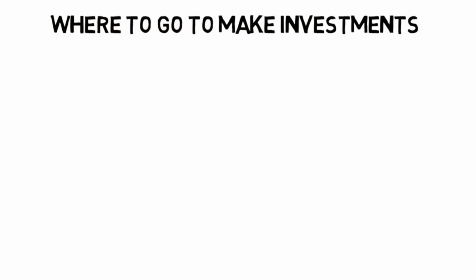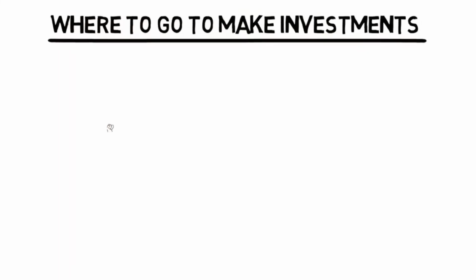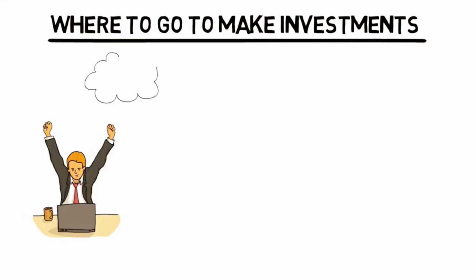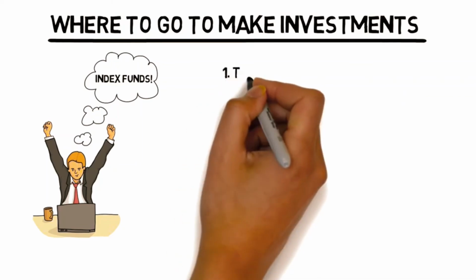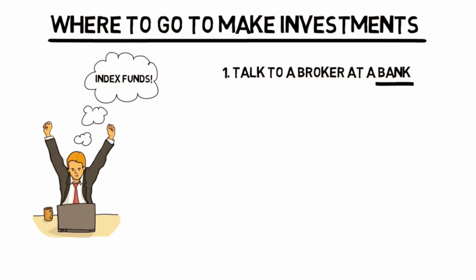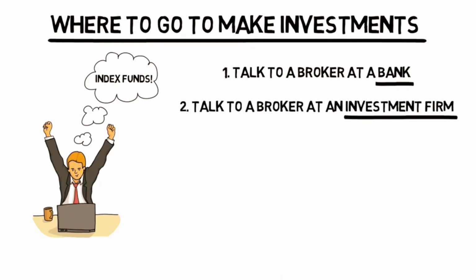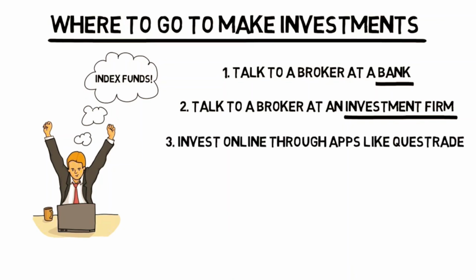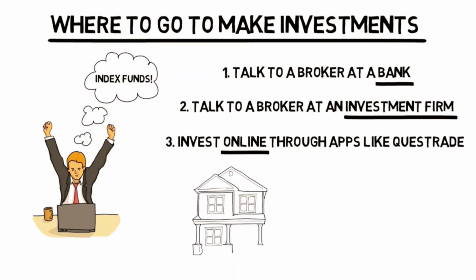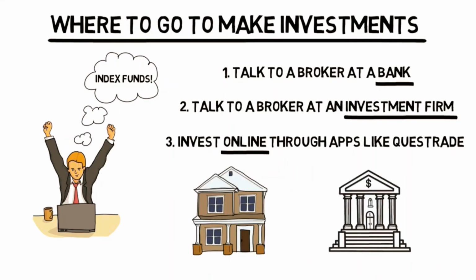Part 6. Where to go to make investments. Now that you have all the knowledge to make smart investments, where do you go to actually make these investments? There are 3 options. You can go to a bank and ask to talk to a broker or investment advisor. You can go to a registered private investment firm and talk to a broker there who can make the investments for you. Or, the third option, is you can download an app on your phone or online where you can do your own investing through an online brokerage like Questrade, which allows you to do all your investing from home. No method is better than another. They are purely a matter of personal preference on who you want handling your money.